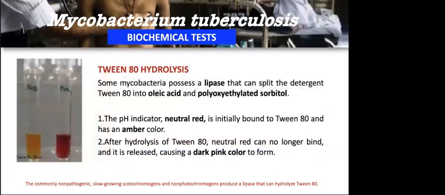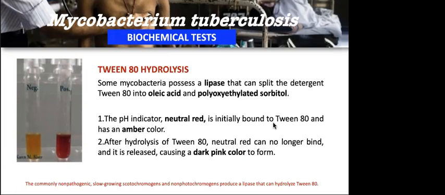And then of course, Tween 80 hydrolysis. Some mycobacteria possess a lipase that can split the detergent Tween 80. Now, remember your Tween 80 is able to reduce surface tension because it's a type of detergent. So the lipase that some mycobacteria may possess will break it down into oleic acid and polyoxyethylated sorbitol.